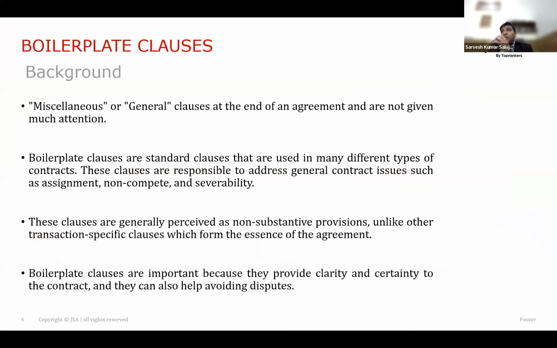These are basically the clauses which are there in the end of the agreement when the operative portion of the agreement has been drafted. So primarily how the agreement is usually drafted, what is the flow of the agreement, is it starts with the recital, wherein you basically explain what is the agreement all about. Then you come to the definitions.